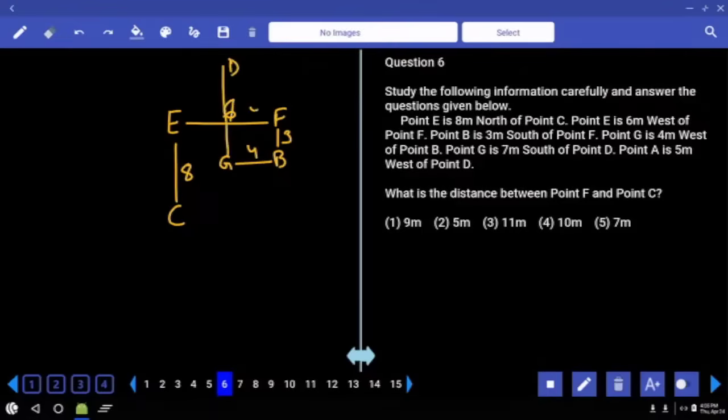Out of this 6, this is 4. And this is 2 meters. And G is 7 meters, means this is 3, and this would be 4. And A is 5 meters to the west of D. From here, A is 5 meters, this is 2 plus 3, 5. Now A is 5 meters.